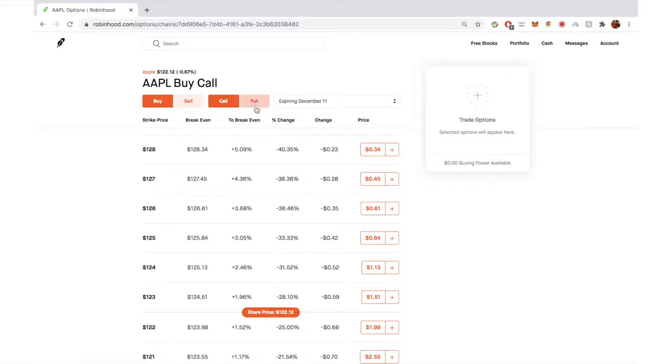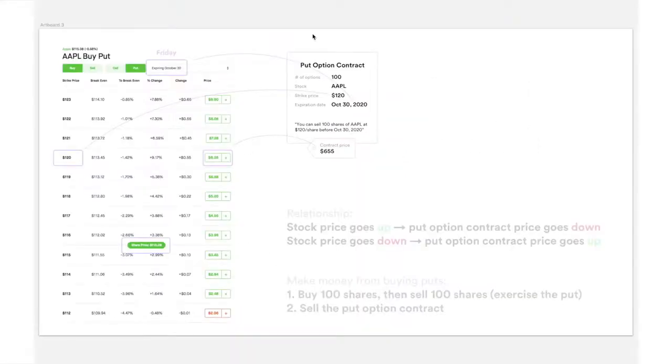So to buy put, you just simply have to click the put. So everything will switch to put. So you will see buy, put, right? So now let's go back to my file.